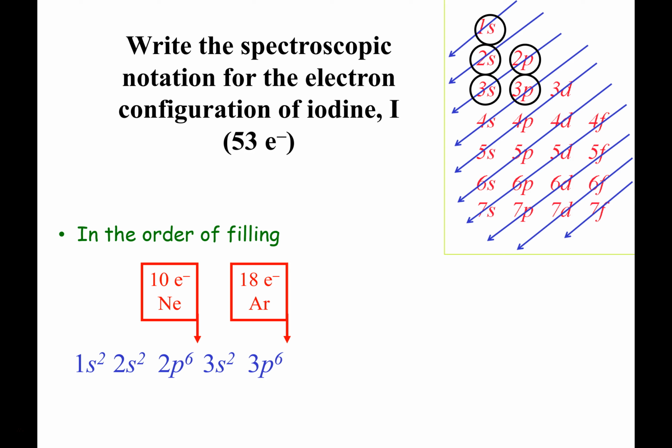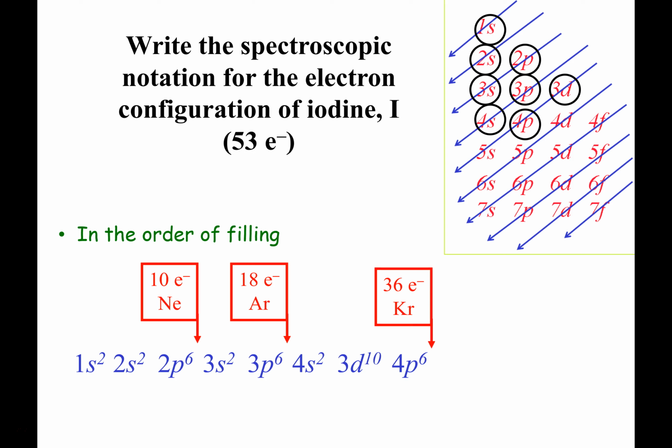So where do they go next, Cole? 3p. Nope, you got to finish the arrow. Yeah, 4s2. I'm liking it. Cool. Gabe? 3d10. RJ? 4p6. Rare gas. Okay, krypton. So 36 on our way to 53. So Cole, where next?